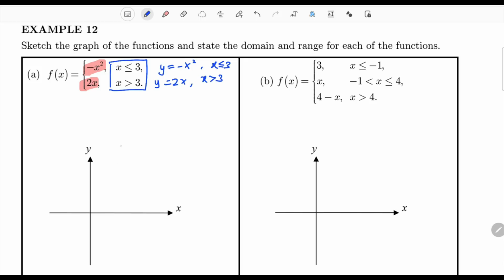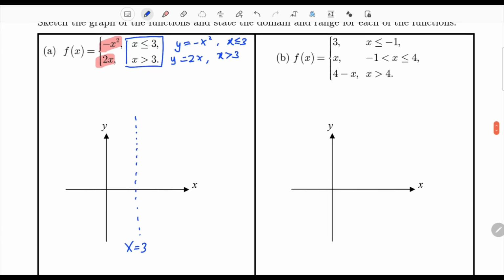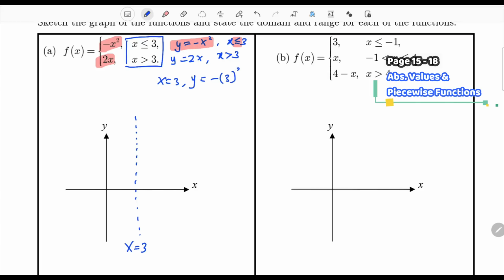So first, find your 3. So this is your 3. Your line x equal to 3, not y equals 3. Pardon me. Okay, when x is less than or equal to 3, so when x equal to 3, the first function has the equal sign there. This is where you get the equal sign. So you need to substitute into this equation. When y equal to negative of 3 squared, you get negative 9. Okay, so remember this is negative.